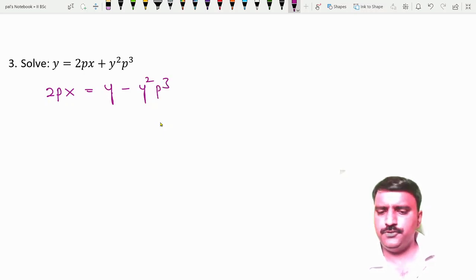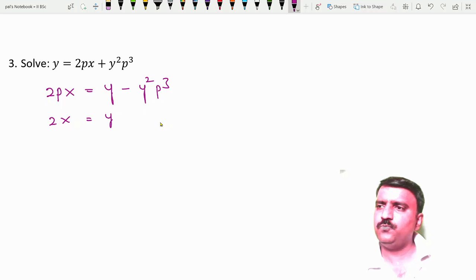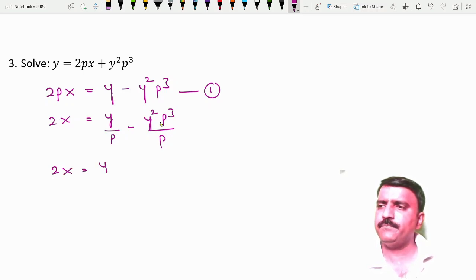So again you write 2x is equal to y divided by p minus y square p cube divided by p. Okay, you take this as equation 1. So now 2x is equal to y divided by p, y by p minus, one of the p cancels, remaining is p square here. So it is y square p square.